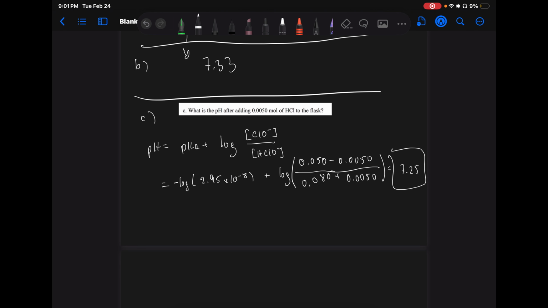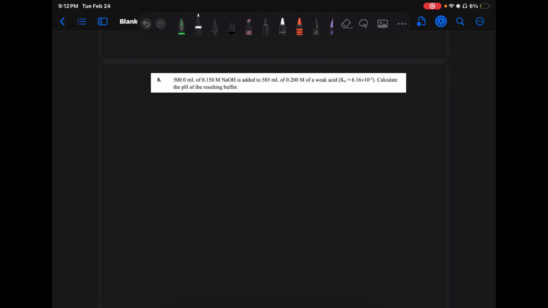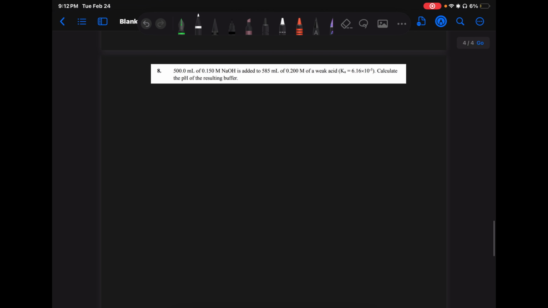So that's just the answer for this question, 7.25. Okay, here's the second question. Honestly, I think this one will be much simpler, and I'll go over it quickly because I also low-key need to go to sleep.